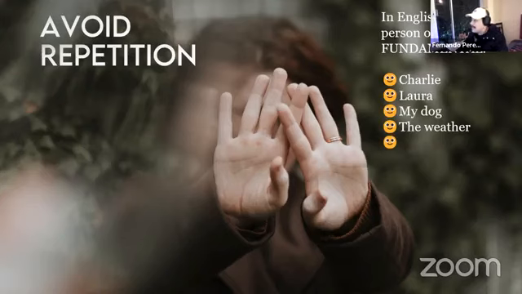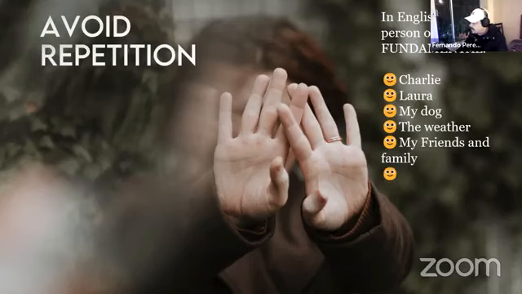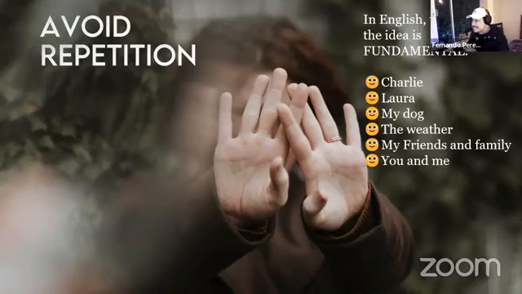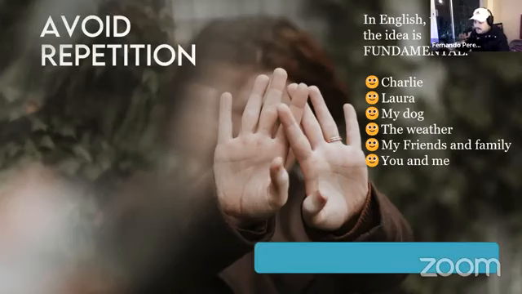It can be a plural person, for example, my friends and family. Or including you and me together, no? So the person is super important in English. In English, the complete formula has three fundamental elements. What are the three fundamental elements in an idea?